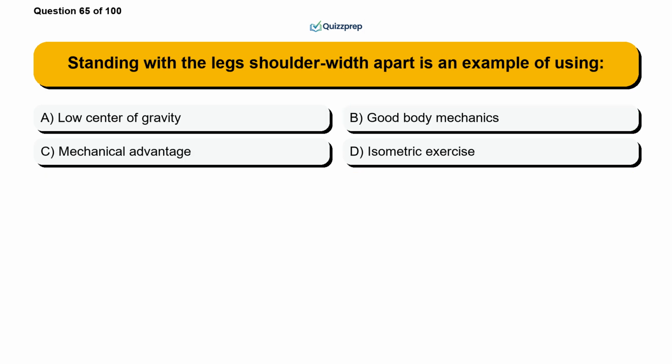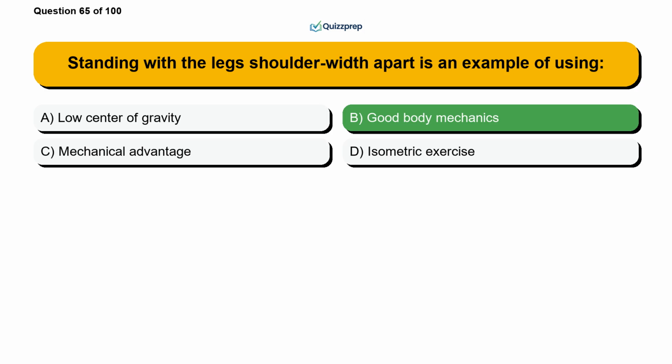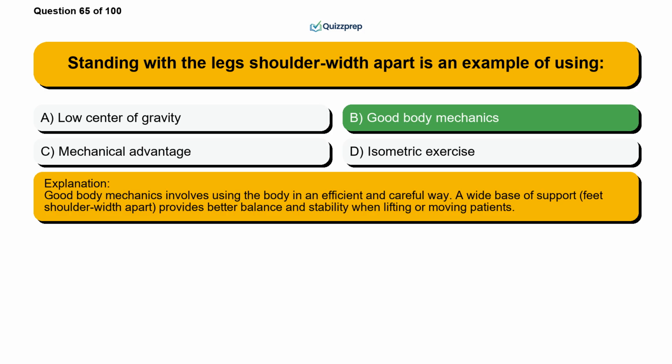Question 65. Standing with the legs shoulder-width apart is an example of using: Option A, low center of gravity. Option B, good body mechanics. Option C, mechanical advantage. Option D, isometric exercise. The correct answer is option B, good body mechanics. Good body mechanics involves using the body in an efficient and careful way. A wide base of support, feet shoulder-width apart, provides better balance and stability when lifting or moving patients.